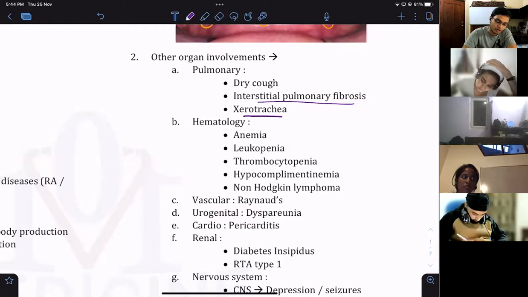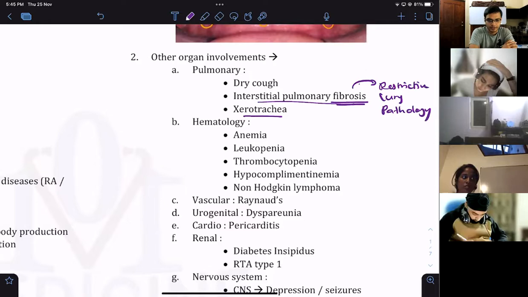When there is interstitial pulmonary fibrosis, what will our diagnostic test reveal? What sort of a lung? When there is fibrosis, we have a restrictive lung pathology.